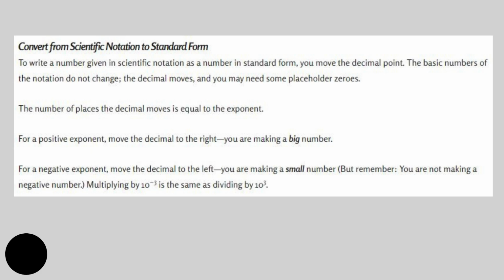So let's convert from scientific notation to standard form. To write a number given in scientific notation as a number in standard form, you move the decimal point. The basic number does not change. The decimal moves, and you may need some placeholder zeros. The number of places the decimal moves is equal to the exponent. For a positive exponent, move the decimal to the right, making a big number. For a negative exponent, move the decimal to the left, making a small number.